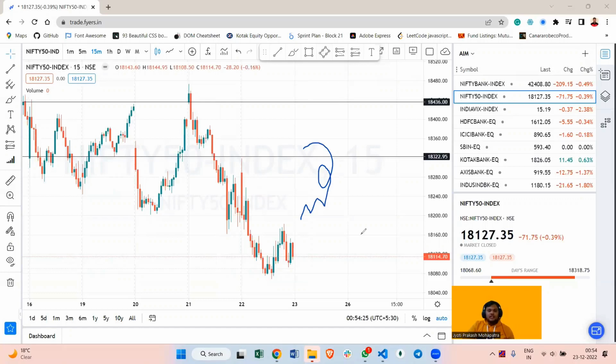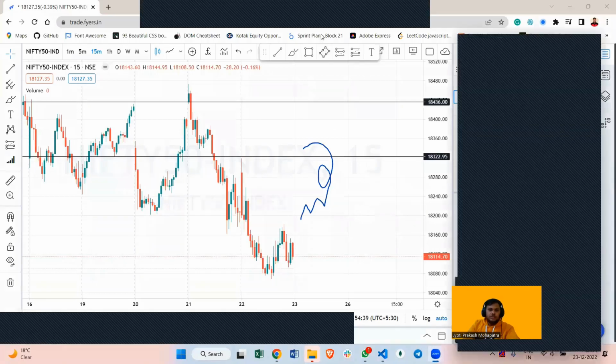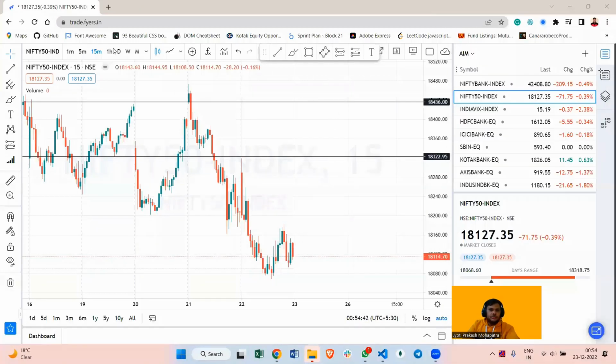Okay, and it may happen that it opens gap down. So my suggestion would be let it gap down around 18,000 level, and if it shows any kind of positive or negative movement in 15 to 20 minutes, then we can decide what we can do. Okay, now let's look into Bank Nifty components. Give me a minute.